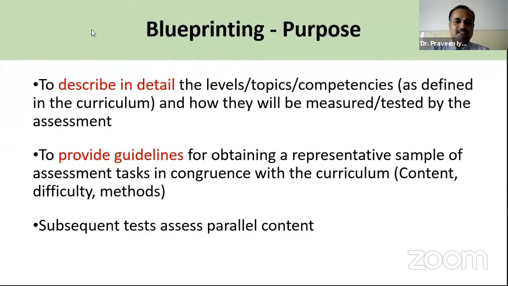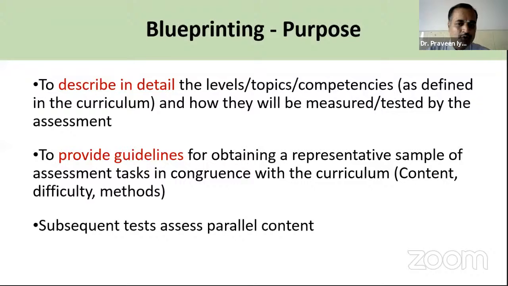Now, let's look at the purpose of blueprinting. Firstly, we have looked at need, then role, and now we are looking at the purpose that is achieved by doing blueprinting. So, blueprinting helps us to describe in detail the levels, topics, and competencies which are defined in the curriculum. Now, we have got a curriculum document, the competency document, by the erstwhile Medical Council of India, and using that as a framework, we'll be able to describe in detail the levels, topics, and competencies, and how they will be measured or tested by the assessment. So that's the first purpose of blueprinting.